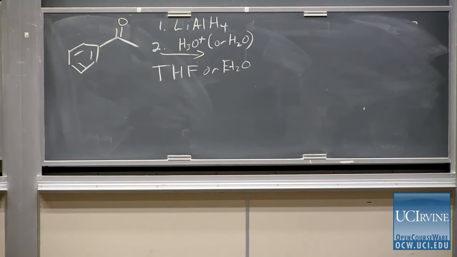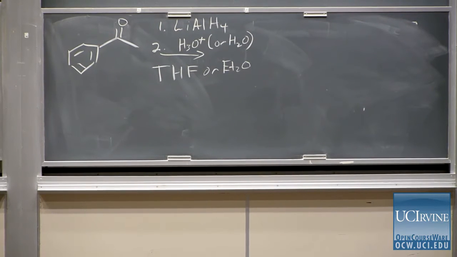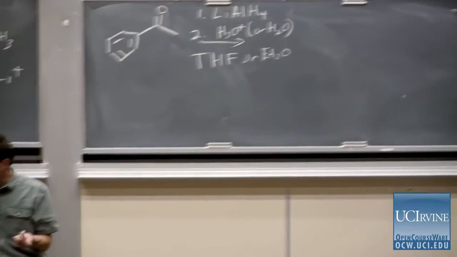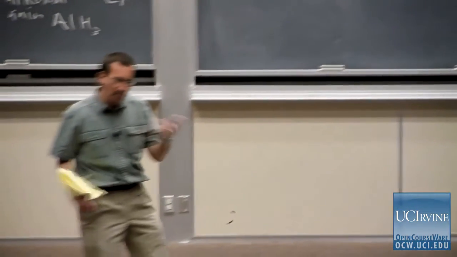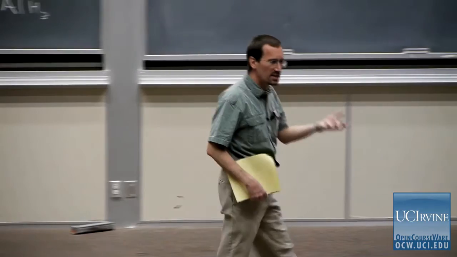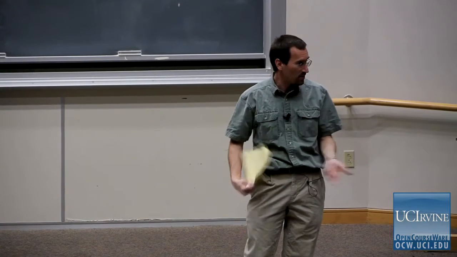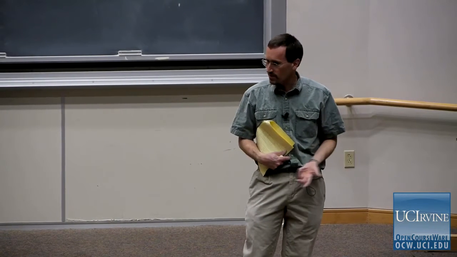It says take some benzophenone, put it in a flask with some THF or some ether, throw in some lithium aluminum hydride, and then after a while, after the reaction is done, throw in some acid or some water. And of course, if you want acid, you can't go to the stock room and say, give me a bottle of H3O+. They'd look at you funny and say, well, we don't have any bottles of H3O+.